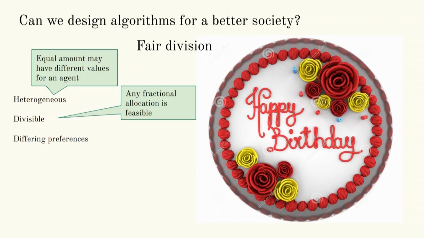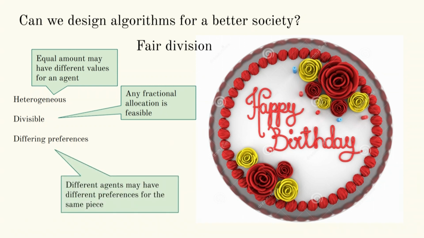It is perfectly divisible. You can cut it in whatever way you want. And the preferences are differing. That is, for the same cut piece of chocolate, I might not like chocolate that much, and you may be a fan of chocolate. So that piece is highly valuable for you and very less valuable for me. Right? So these are differing preferences across different individuals.